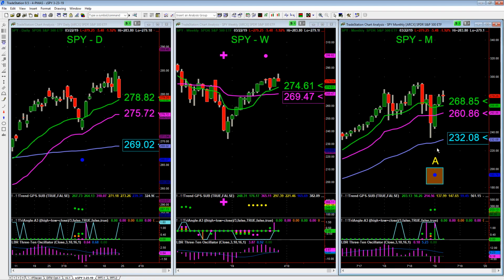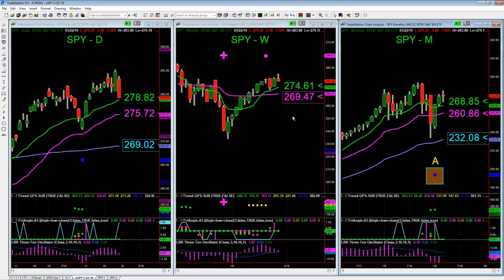Okay, in order for there to be a real market collapse, the market has to drop below the purple line right here on the monthly chart, which is 232.08, this level. And as you can see, even with Friday's drop, Friday we closed at 279.25. We are still quite far away from there. Okay, so that's where we're coming from.